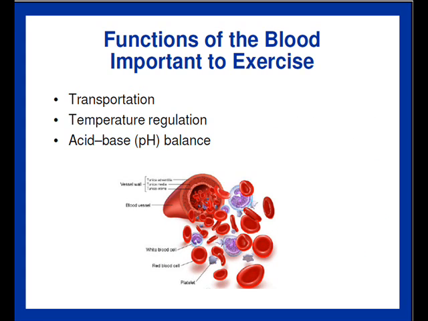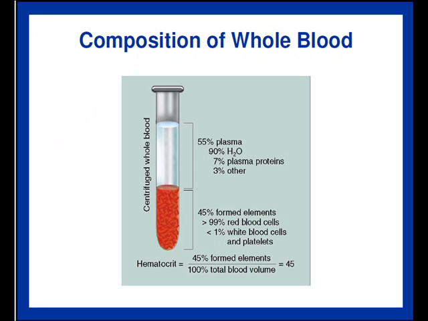Last 1 minute on the functions of the blood important to exercise. Well, pretty obvious, right? In terms of the functions of the blood important to exercise: transportation, temperature regulation, acid-base, pH balance. What we mean by transportation is things like proteins, hormones, electrolytes, etc., etc. Obviously, very, very important. Composition of whole blood. So if I took you down to the lab and did a finger prick or did a finger puncture on you, which we do in lab a lot, but spin it down, we'll see something like this.